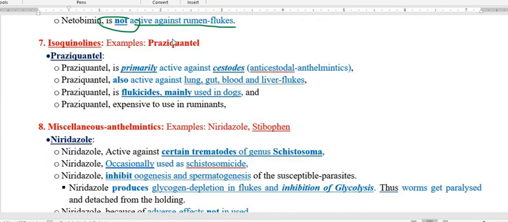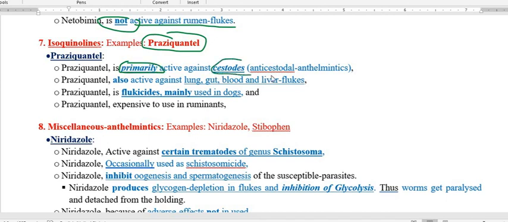The next one is the isoquinolines. Under this, the drug is praziquantel. About its mechanism of action, we already discussed everything. The drug praziquantel is specifically an anticestodal drug, so it is primarily used for cestodes.